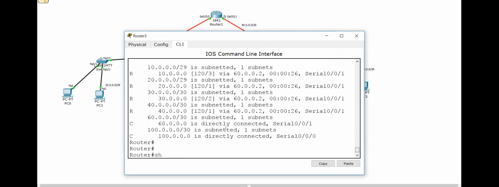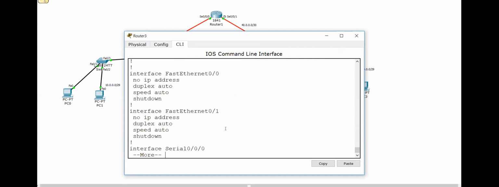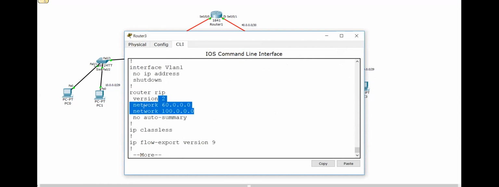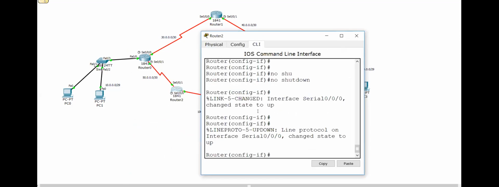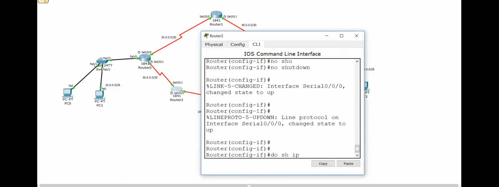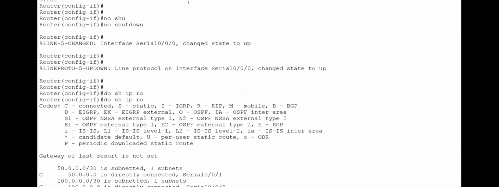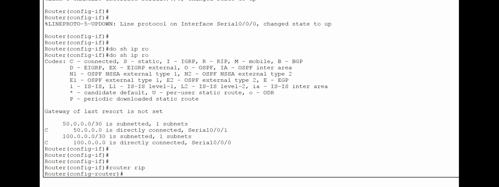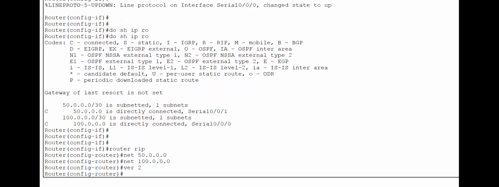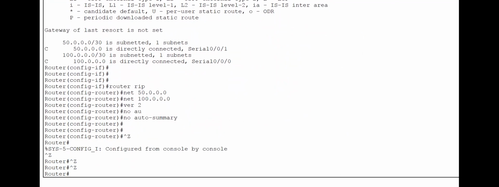160 is already done. But this is the new router. So do show IP route, 50 and 100 here. 50, 100, version 2, no auto-summary. Now it is also configured.